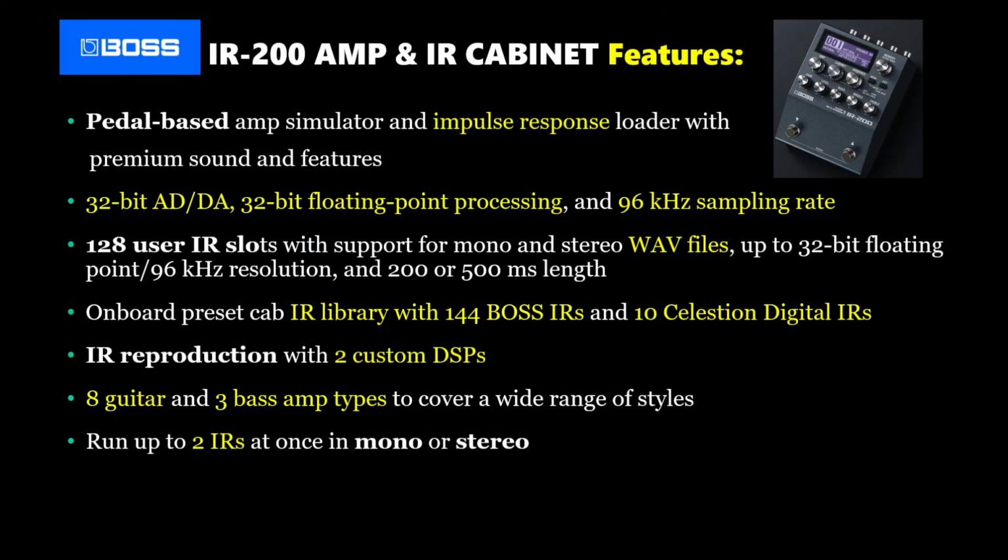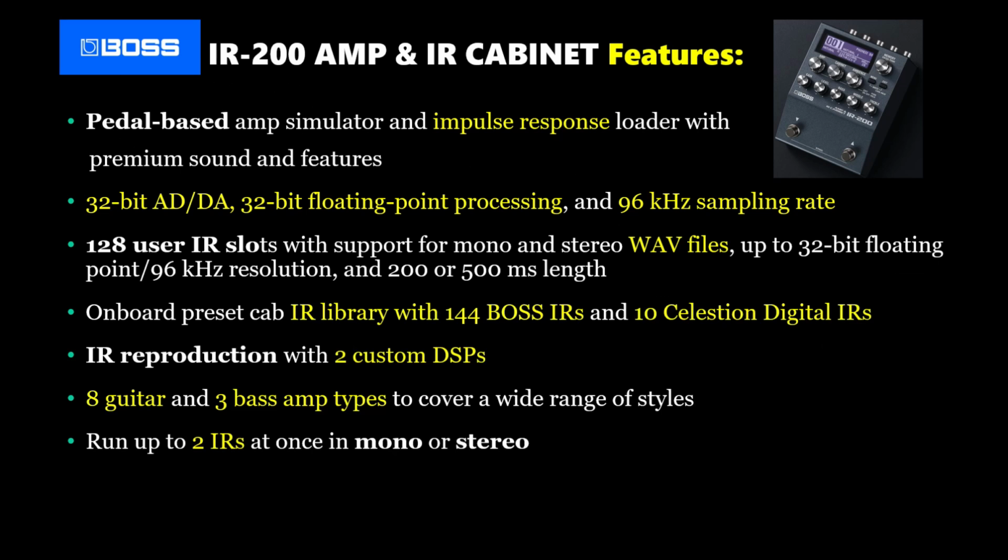This is a pedal-based amp simulator and impulse response loader with premium sound and features. The unit has 32-bit analog to digital, digital to analog, 32-bit floating point processing, and 96 kHz sampling rate. It has 128 user IR slots with support for mono and stereo WAV files, and up to 32-bit floating point and 96 kHz resolution, and 200 or 500 millisecond length. It has onboard preset cab IR libraries, that is, with 144 Boss IRs and 10 Celestion digital IRs. It also has IR reproduction with 2 custom digital signal processors.